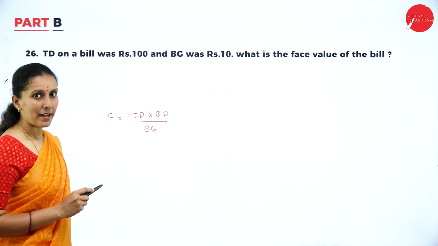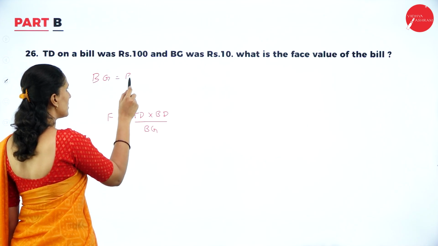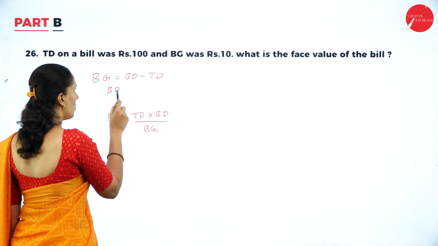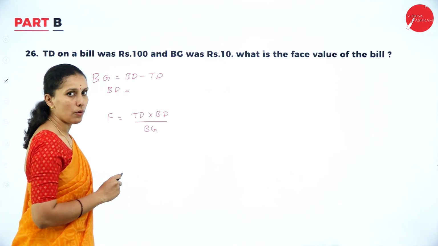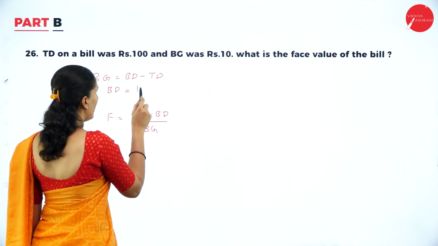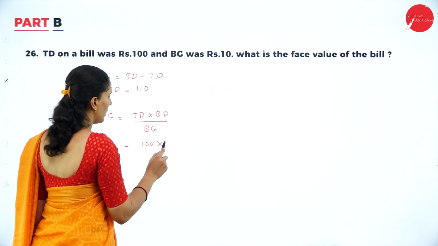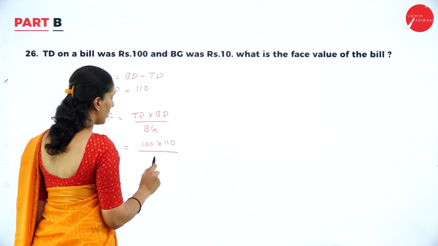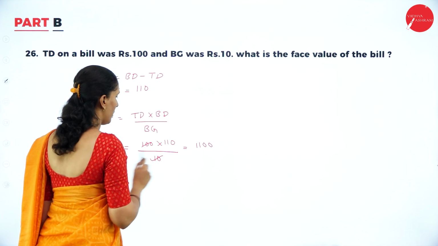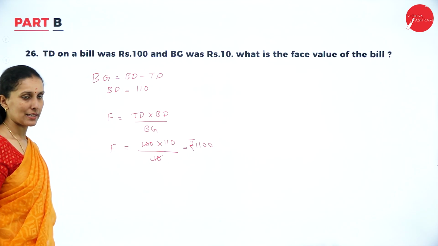We don't know what is banker's discount, but we know that banker's gain is banker's discount minus true discount. So if we need banker's discount, then it is the sum of true discount and banker's gain. So therefore it is 100 plus 10, 110. So now here it is 100 into 110 divided by 10. So here we'll get 1100. So this is the face value of the bill in rupees.